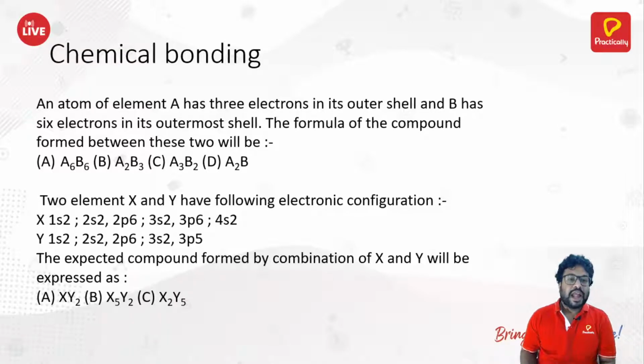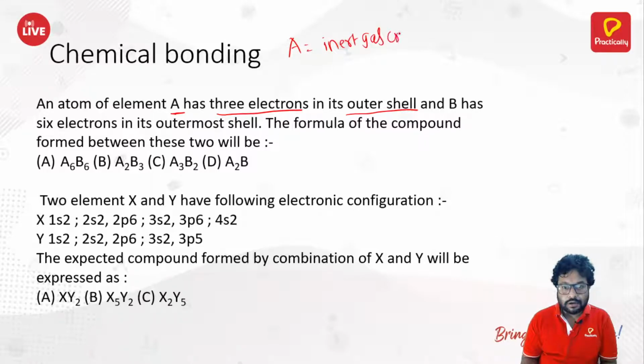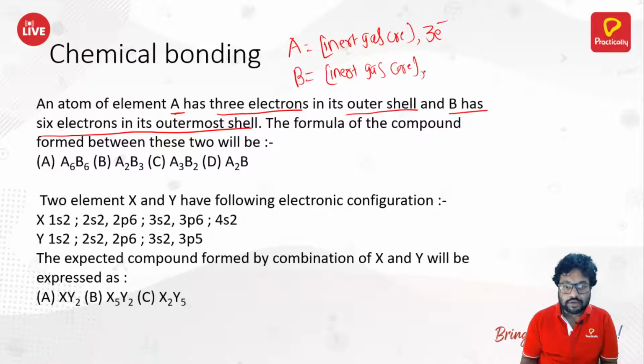Moving ahead. An atom of element A has 3 electrons in its outer shell. That means A has this inert gas core outside which it has 3 electrons. We don't know where the 3 electrons are, but anyways, 3 electrons, they are saying. B has 6 electrons in its outermost shell. So your B should look like this. B is equal to again inert gas core and you have 6 electrons, right?